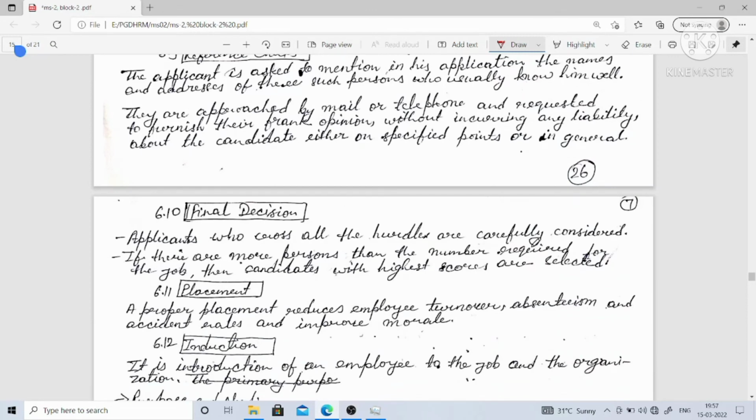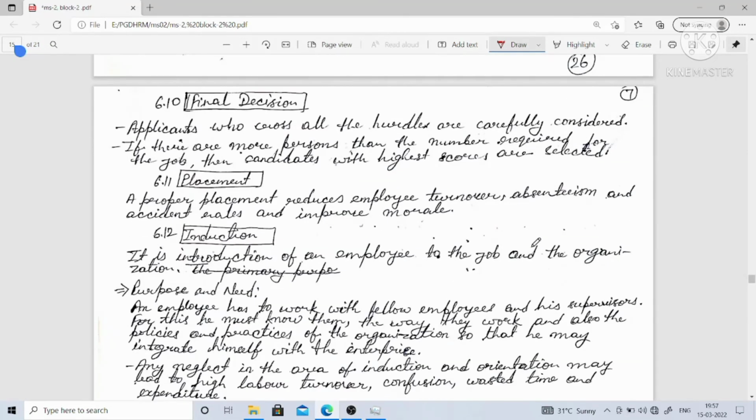So, the final decision. Applicants who cross all the hurdles are carefully considered. If there are more persons than the number required for the job, the candidates with the highest scores are selected. Placement: a proper placement reduces employee turnover, absenteeism and accident rates and improves morale. Now this is the fourth one, the induction process.